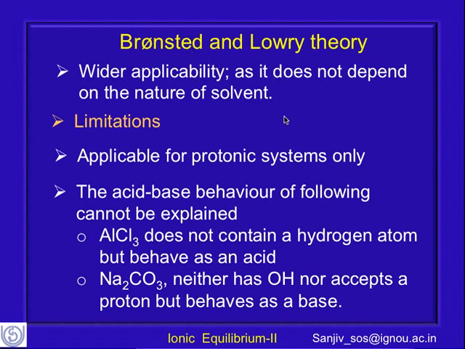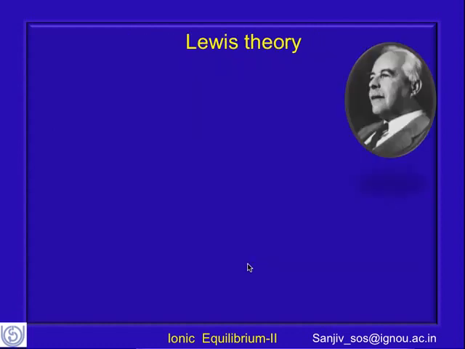Both these theories are fairly good. They are able to explain a lot of things, but they become inadequate in these two examples. That means we have to have one more theory, and the theory which came up later on is what's called Lewis theory.